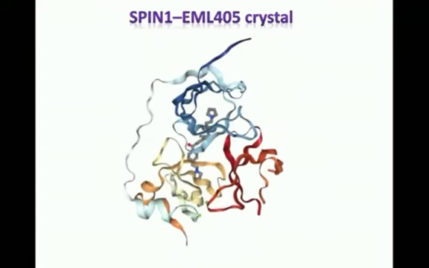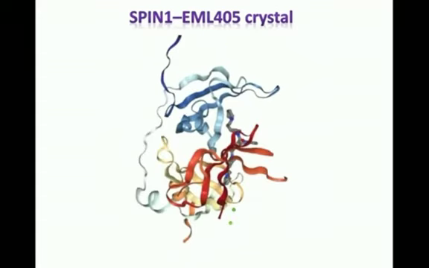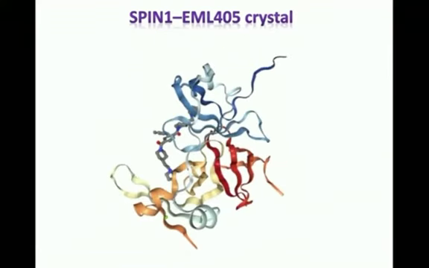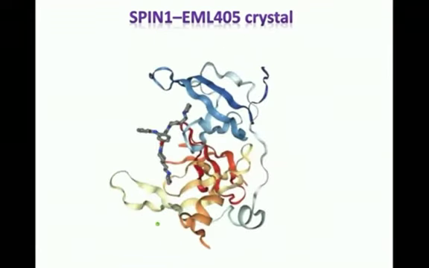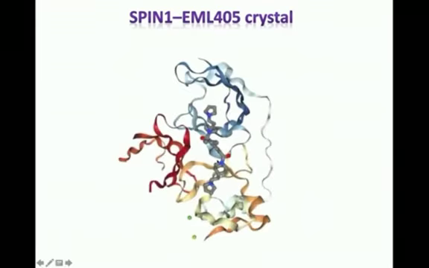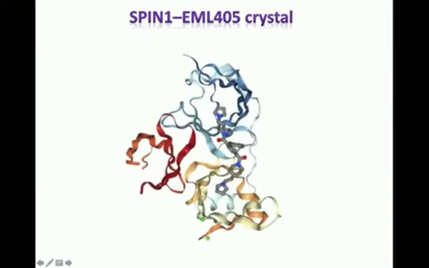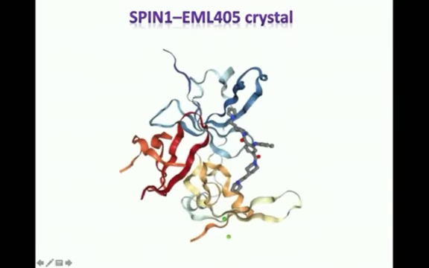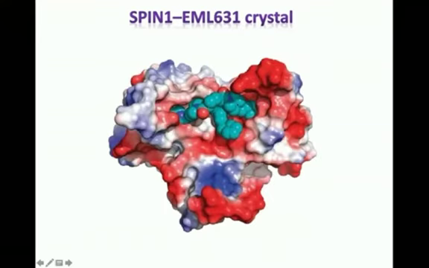And as well, some structural analysis to identify the region of binding of two examples like EML 405 to SPIN1, as you can see from the gray sticks here. These gray sticks are EML 405, and this is the 3D structure of the protein. And as well, we managed to have a structure showing the fitting pocket of EML 631 to the SPIN1 protein.